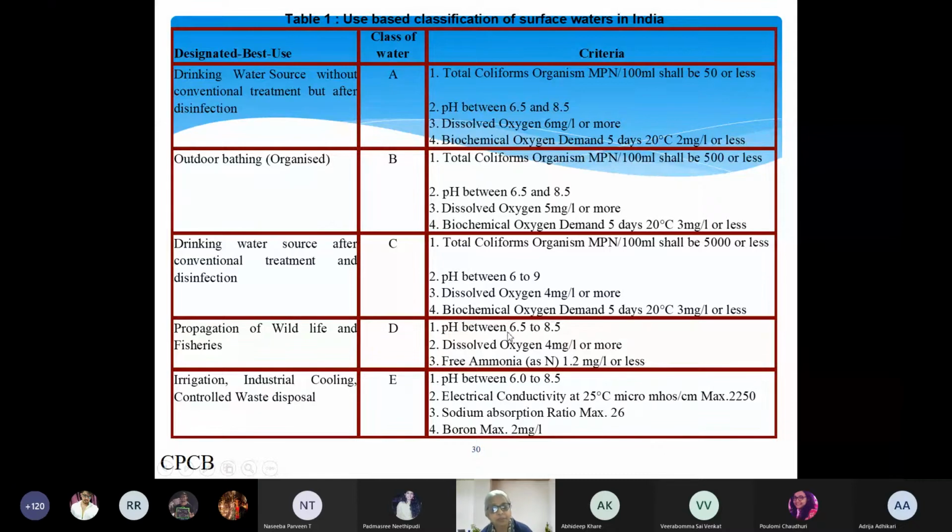If it is poorer than even this class D, what are the acceptable limits? So pH 6 to 8.5, electrical conductivity. Now electrical conductivity is related to dissolved solids. So we have total dissolved solids. This total dissolved solids is kind of difficult to measure in the lab. It takes a long time. It takes minimum 24 hours to measure in the lab.